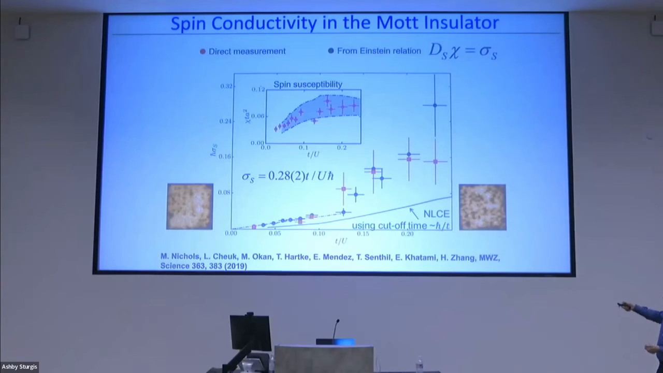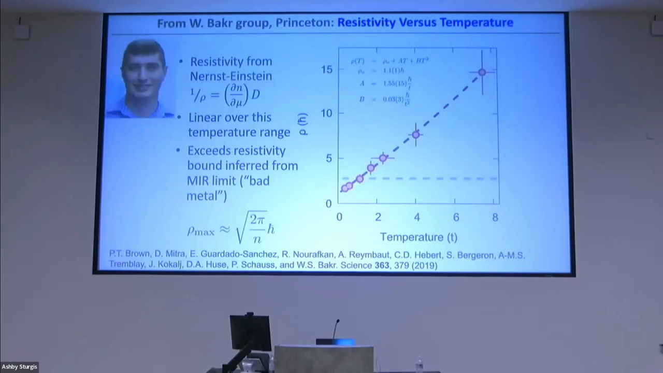And in fact, you cannot say what the error bar is by this curve. In fact, it fluctuates with the cutoff. So it's challenging. I just want to flash the results from my colleague Waseem Bakr in Princeton. I haven't shown you anything versus temperature, but he has studied transport versus temperature, demonstrating that you get a bad metal at high temperatures, exceeding the resistivity bound from this Mott-Ioffe-Regel limit.